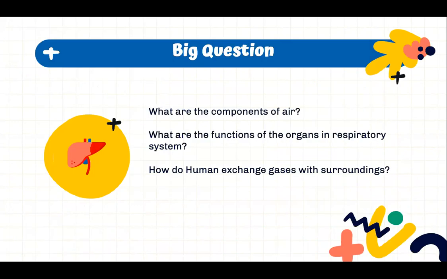Some big questions that many students will be asking for the air transport: What are the components of air? Well, we know that air is around us. Does air mean only one gas, or is it made up of many things? Let us find out later. The next question people may ask: what are the functions of the organs in the respiratory system? And how do humans exchange gases with the surroundings? How does the air transport in or out? How do we exchange gas? All this we'll find out in the air transport section for today's lesson.